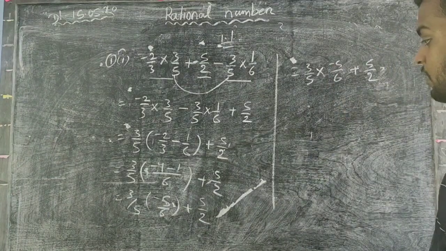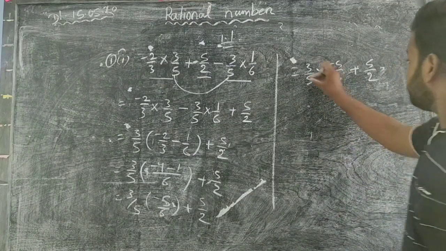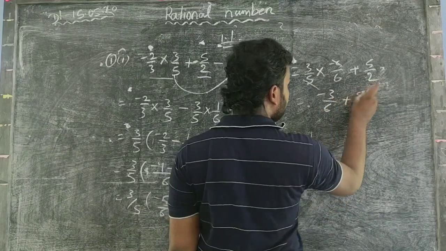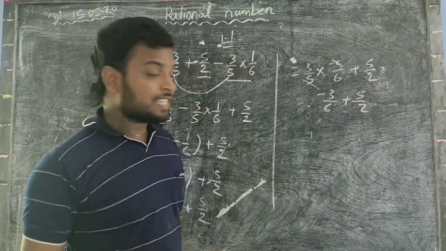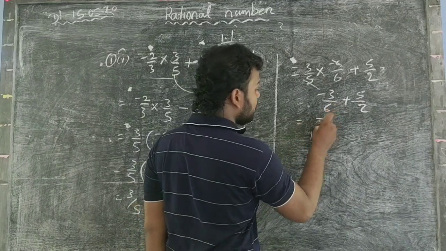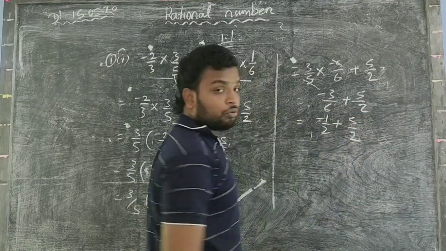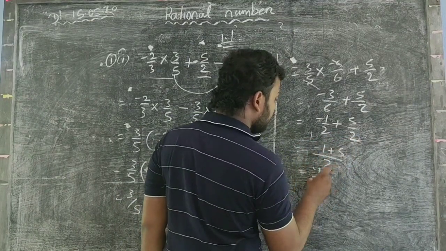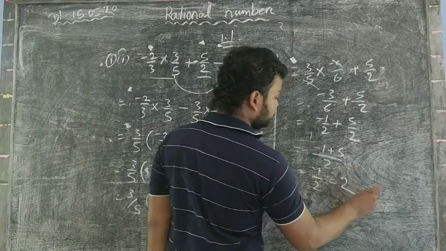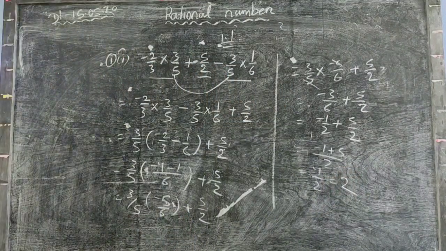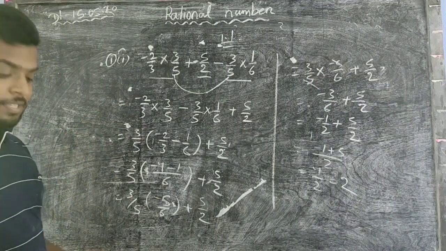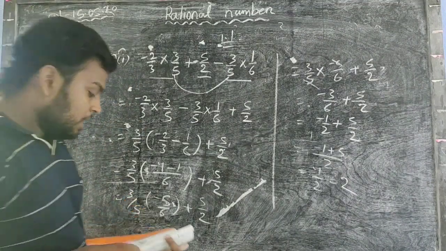Okay. देखो 5 cancel. So in the upper you get minus 3 by 6 plus 5 by 2. So 3 2s are 6. So you get minus 1 by 2 plus 5 by 2. So you get minus 1 plus 5, 4 by 2, equal to 2. So you get the answer 2. Okay. This is the first bit of number one.